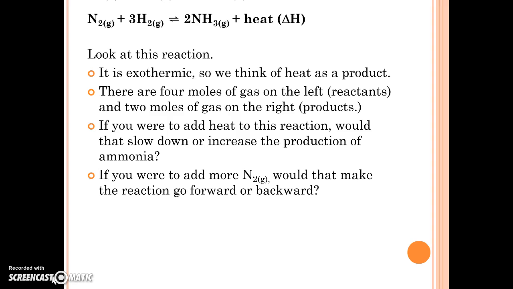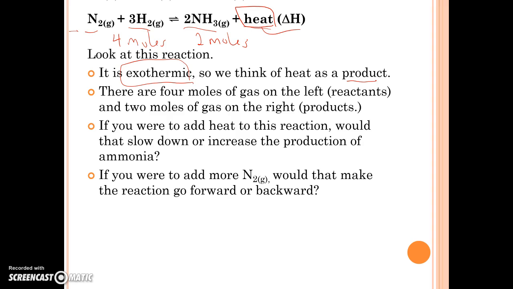First, I want you to look at this reaction. We've got N2 + 3H2 making 2NH3. On this side, we have 4 moles of gas. On this side, we've got 2 moles of gas. And it's exothermic, it's giving off heat. So think of heat as a product. It's really important for the exercises we're going to be doing that you think of heat as either a reactant if it's endothermic or as a product if it's exothermic. There are 4 moles of gas on the left, 2 moles of gas on the right.